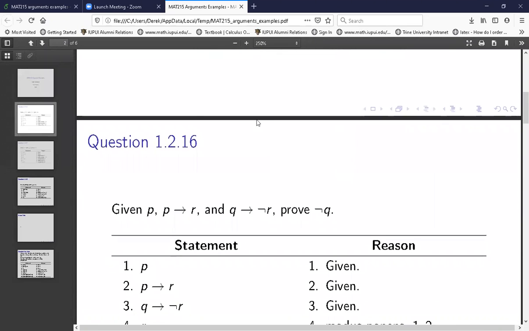So I'm going to do some examples here. I'm going to scroll and give you piece by piece because I want to talk through the ideas. These are problems from the book. In this one, you're given P implies R, and Q implies not R, and you want to prove not Q. So I wrote my givens, and sometimes you don't use the givens right away, but think of it as laying all your cards on the table. Here's all the stuff I can use. What can I do?